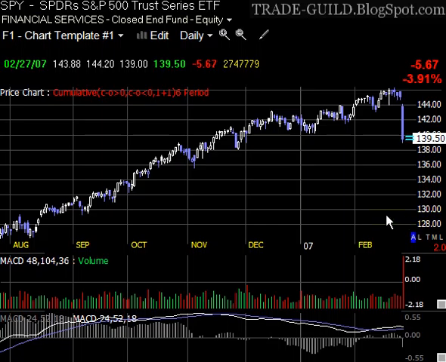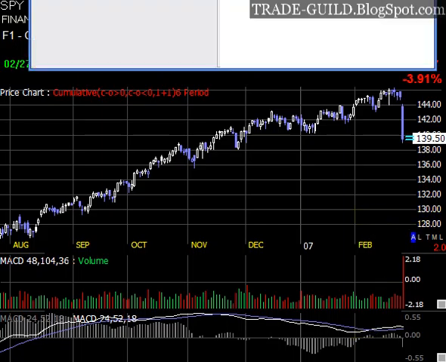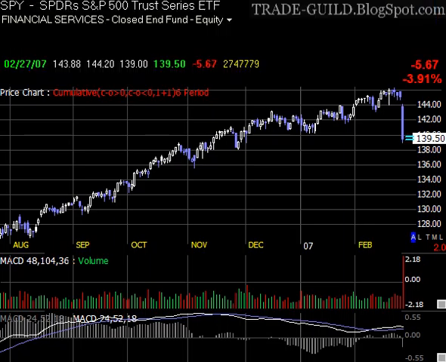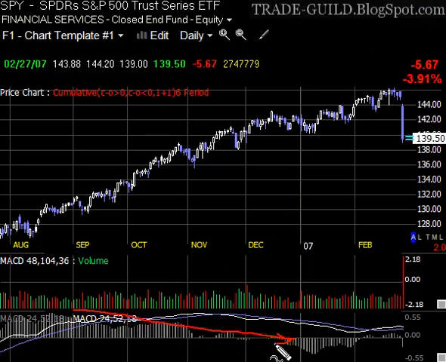Let's see. I want to show you a couple other things real quick. Why we have it up. Oh, let me just get rid of that. We had a MACD divergence. You can see in MACD over here. You can even see in the lines. So, that was negative as price was going up, so that wasn't good.